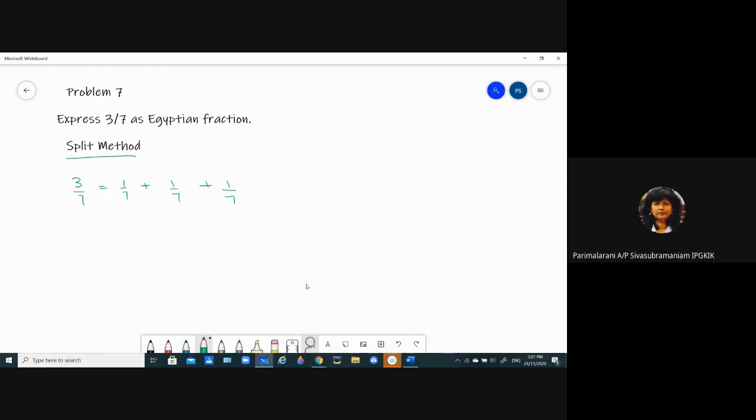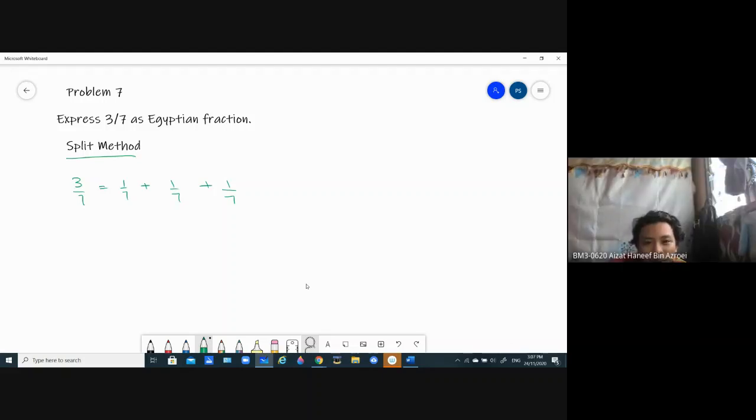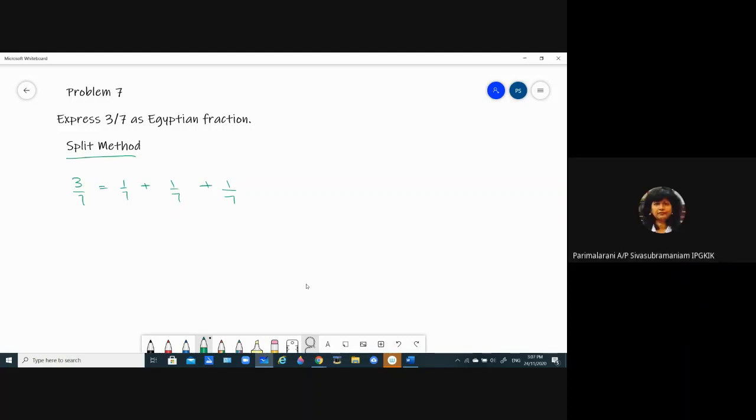Are these Egyptian fractions? Yes? No. Why no? Because they are all the same fraction. Yes, they must be different fractions. Although they are all unit fractions, they are all the same. Egyptian fractions are distinct unit fractions. That means different unit fractions. All must be unit fractions and they must all be different.